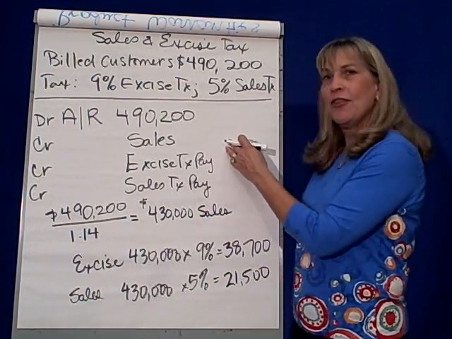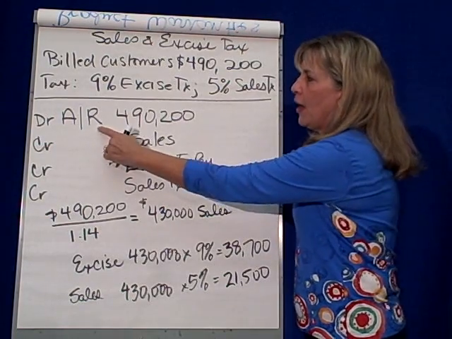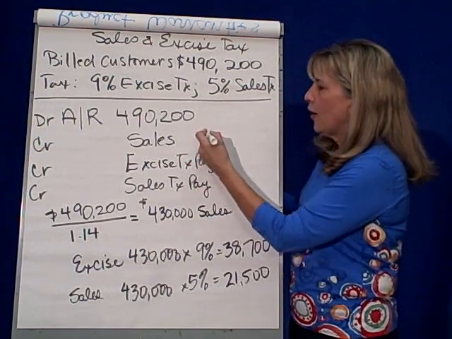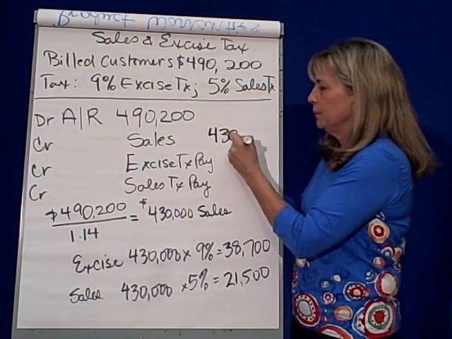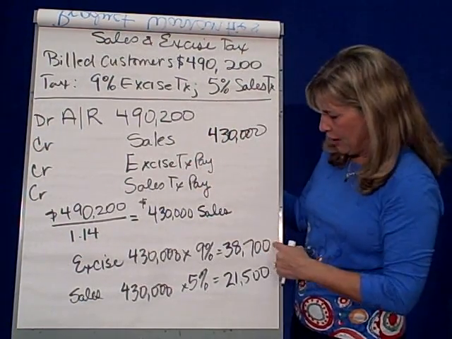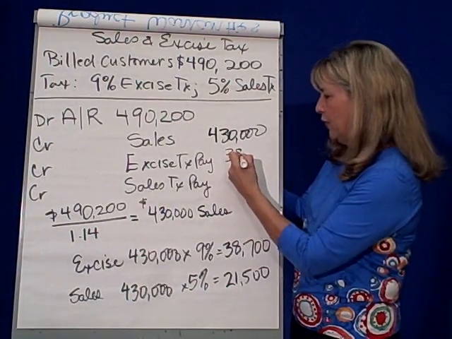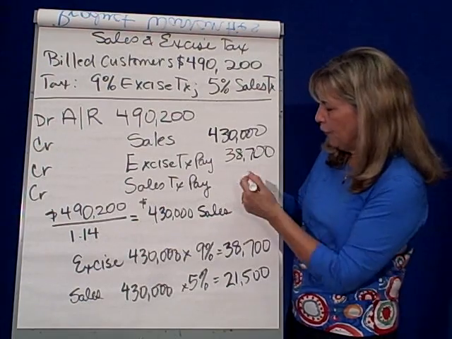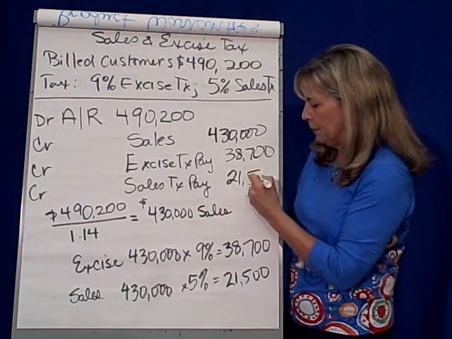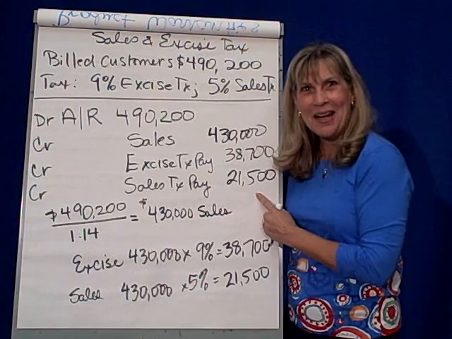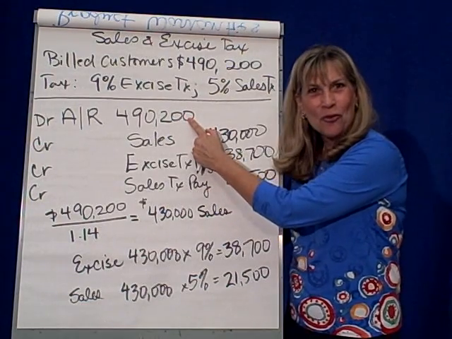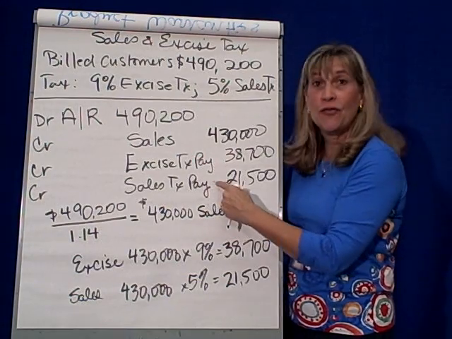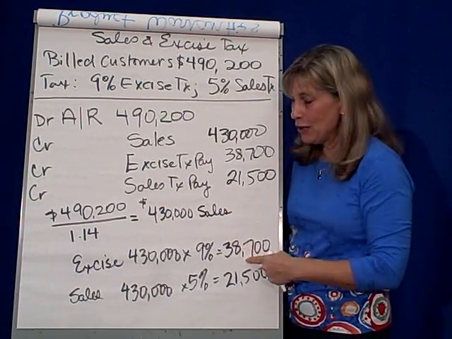So when I make this entry, notice the full amount is $490,200. The sales are $430,000. The excise tax is $38,700, and the sales tax is credited for $21,500. So notice I can break down my accounts receivable into its sales component and its various taxes by using this method.